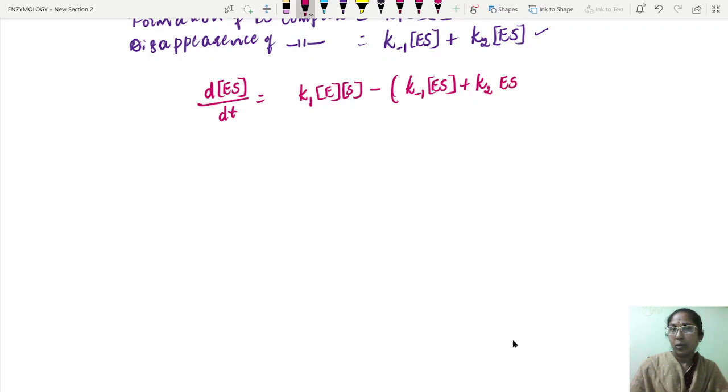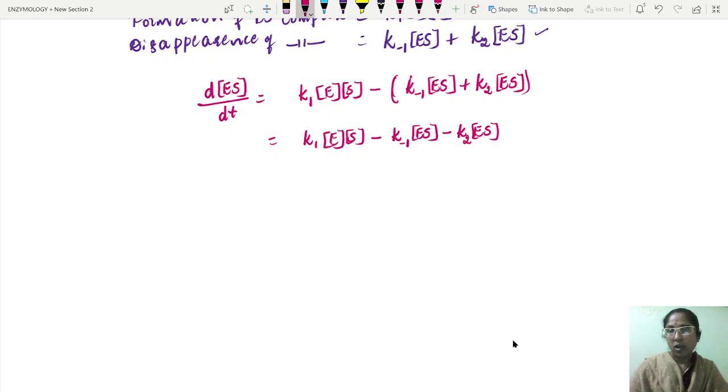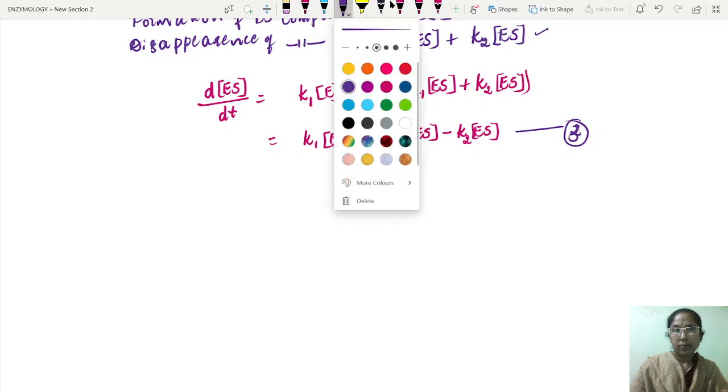Applying the minus, this is equal to K1 into the concentration of E into the concentration of S, minus K minus 1 into ES, minus K2 into the concentration of ES. We will call this equation 3.